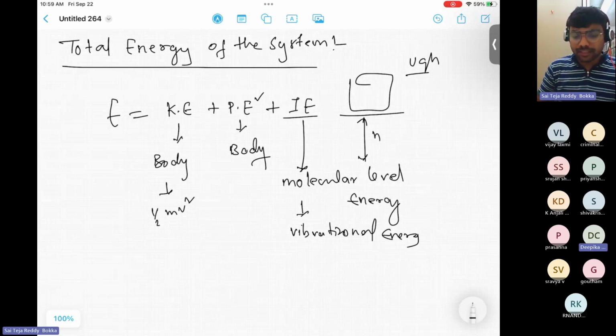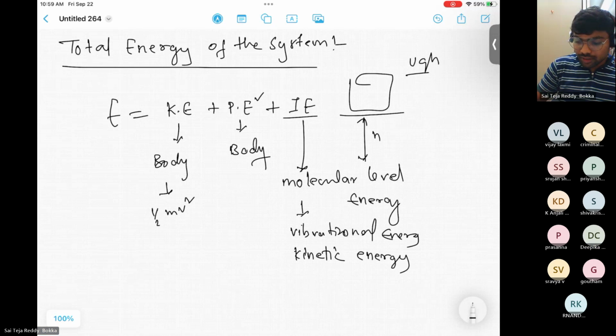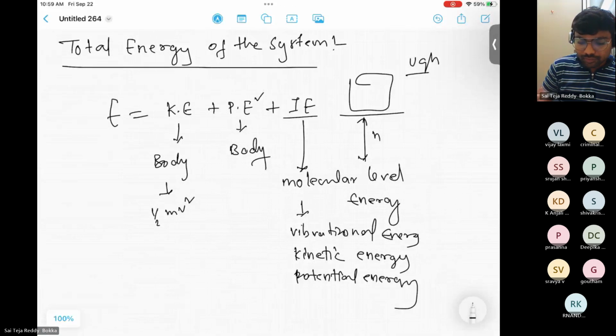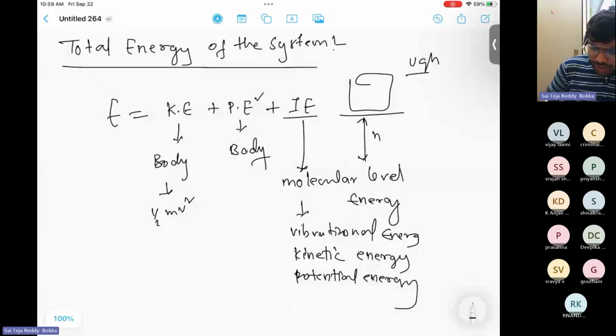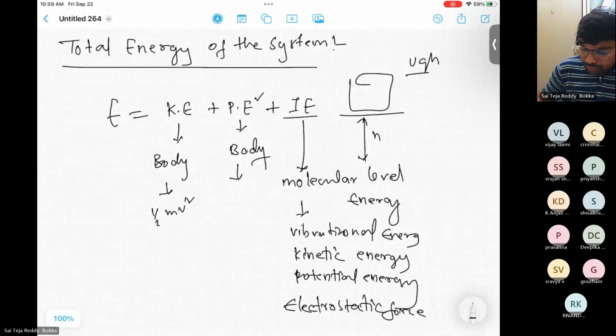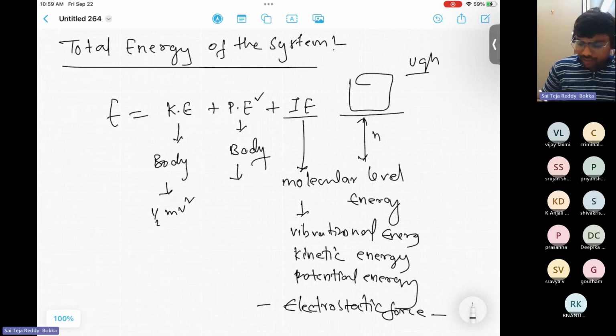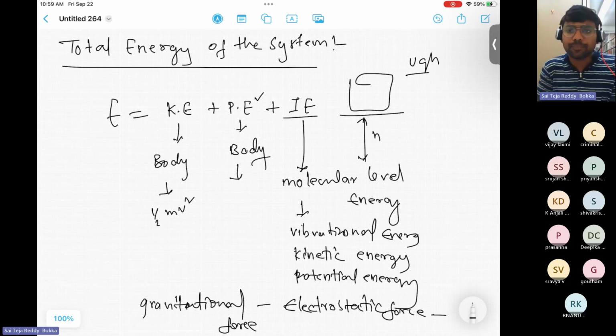It is having kinetic energy, and next, potential energy. Here the potential energy can be either a gravitational force or an electrostatic force. So how are we saying that the potential energy can be an electrostatic force?